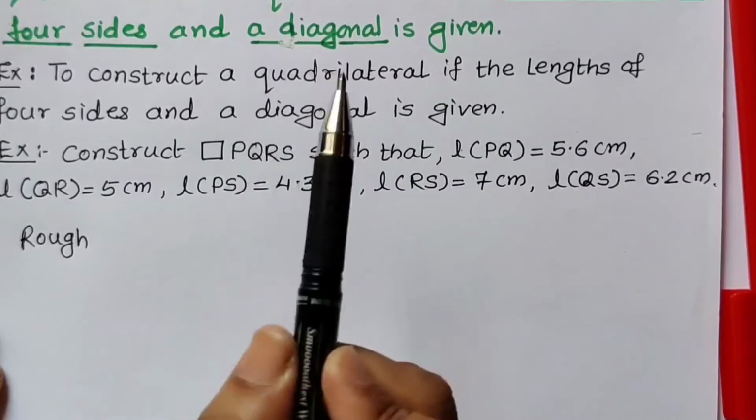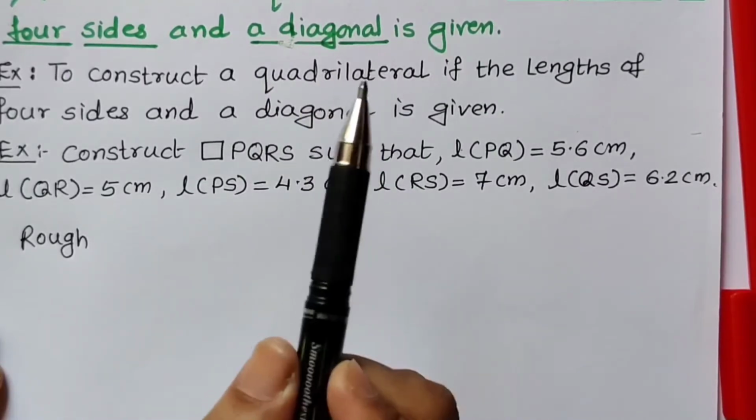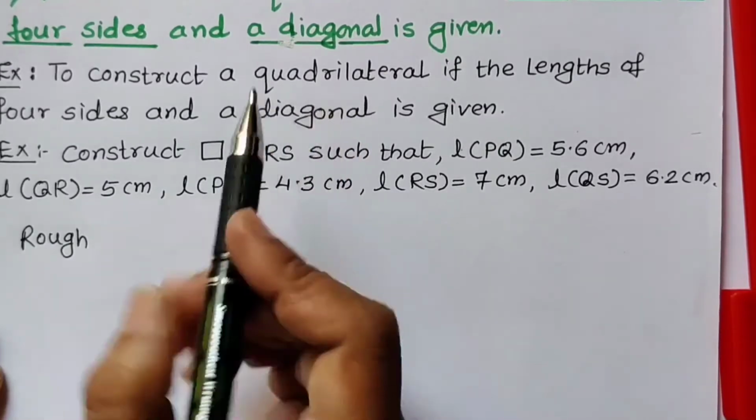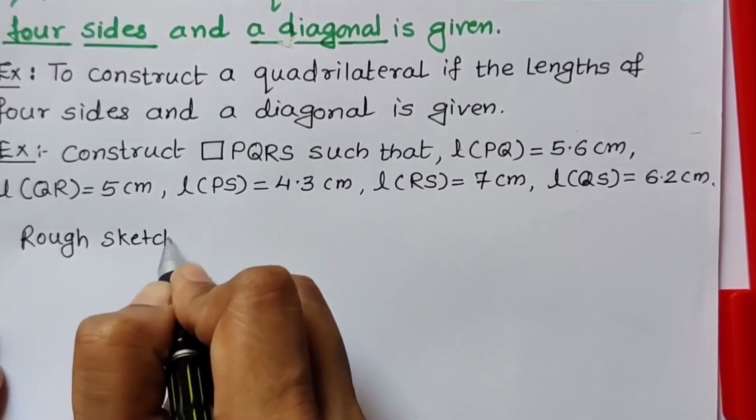But you all should not use a pen. Geometrical diagrams or figures should always be drawn using a pencil only. You should not use a pen. So I am going to use my pen. I am drawing a rough sketch, or rough diagram, first.